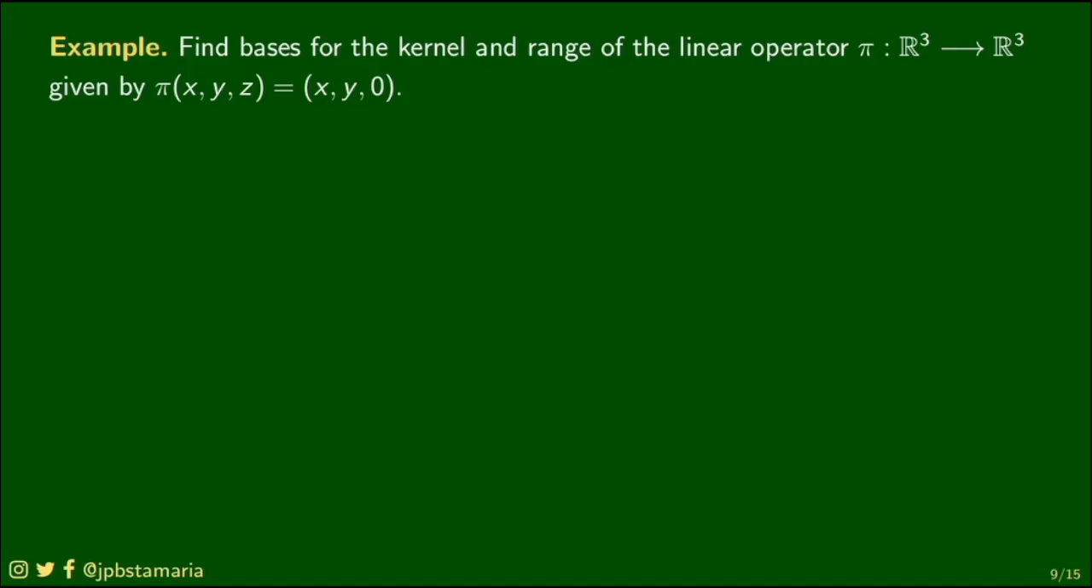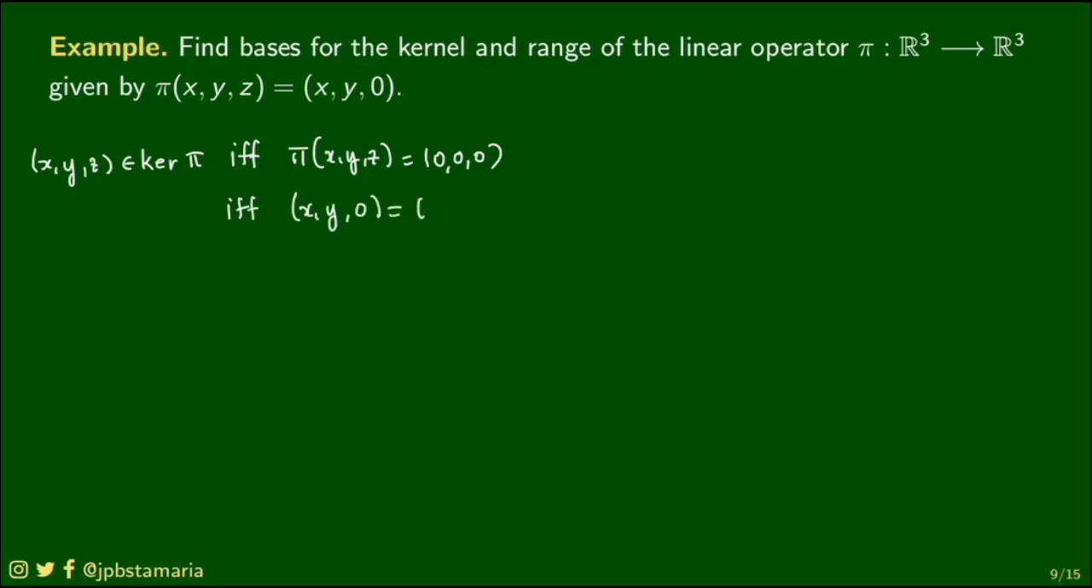This time, I have a linear operator pi from R3 to R3, do you remember this linear operator? It simply zeroes out the z coordinate. Okay, so for the kernel of pi, the kernel will be points in R3 once again. So the point (x, y, z) is in the kernel if pi takes (x, y, z) to (0, 0, 0). But pi of (x, y, z) meant (x, y, 0). And of course, this would mean x and y are both 0.